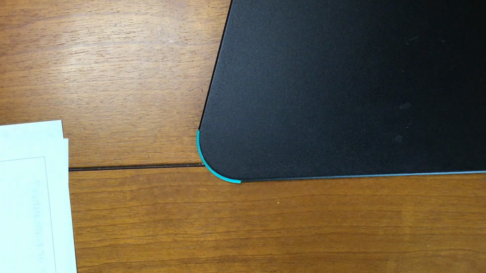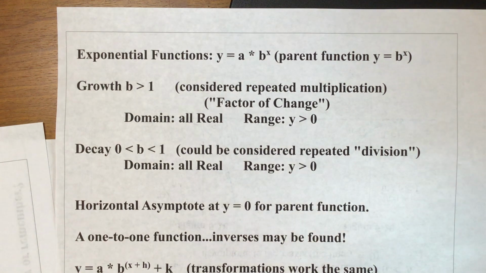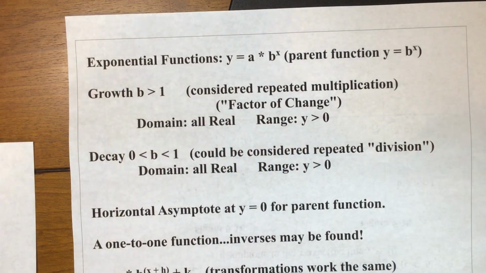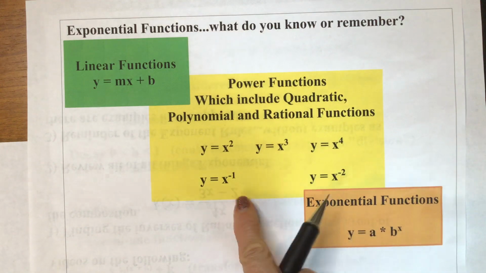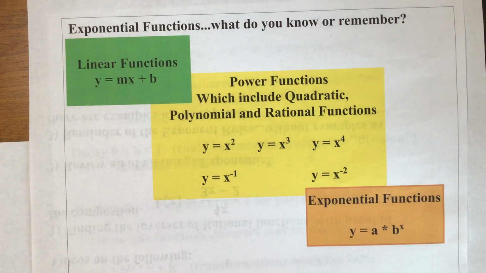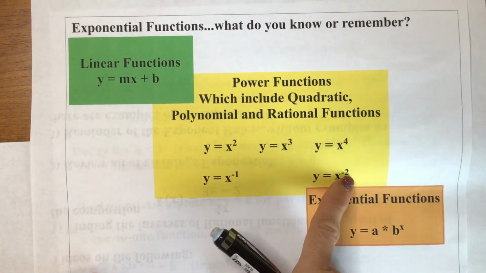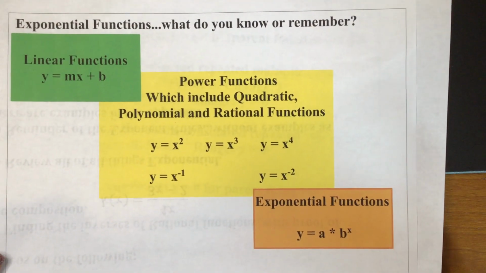It's going to be a longer graph than I want it to be, but I just want to remind you of a few things about exponential functions. So our parent function is y equals b to the x. And remember, this is where our exponential functions fit in. So we have done linear functions. We have looked at a lot of power functions, which include polynomials and rational functions. These are our rational functions down here because 1 over x or 1 over x squared. And now we're going to look at exponential functions.